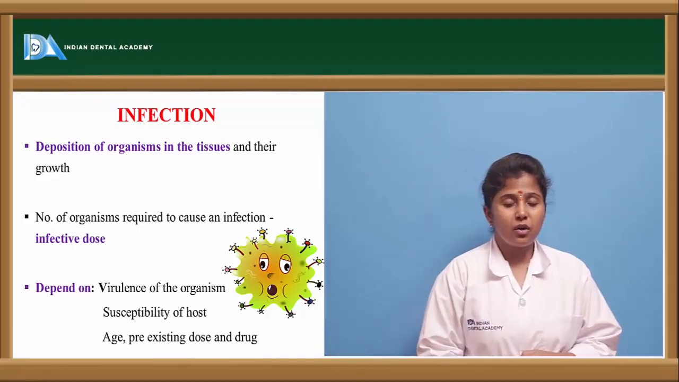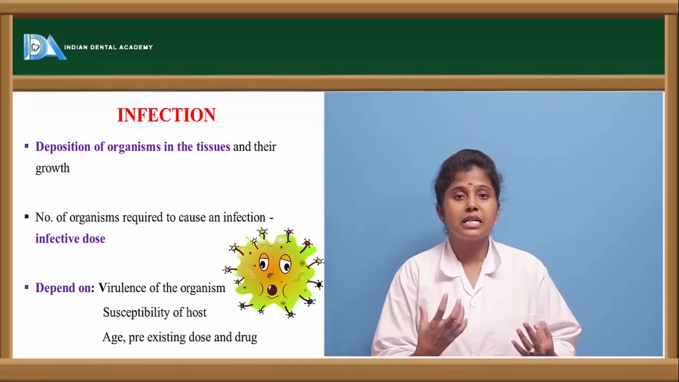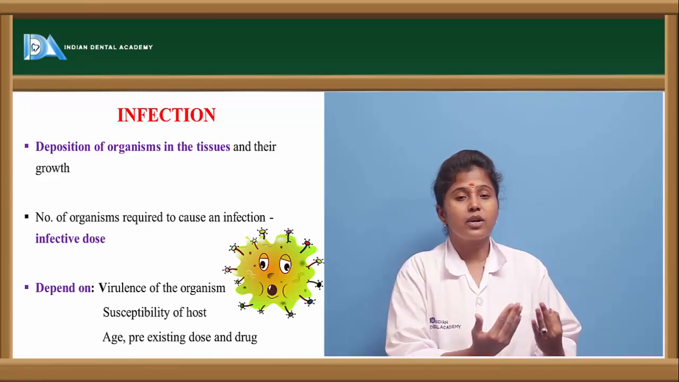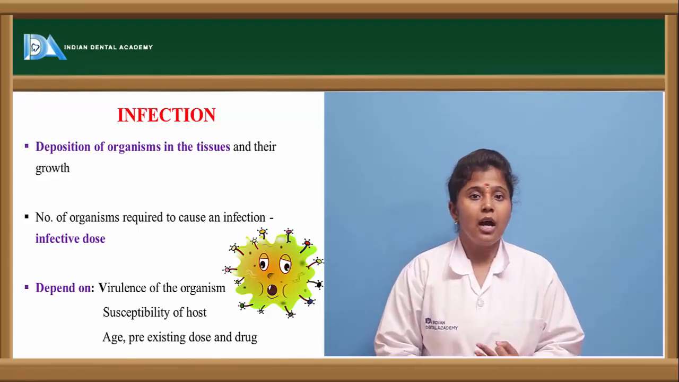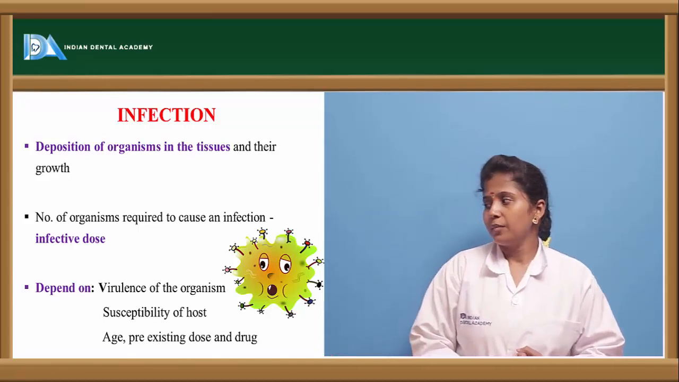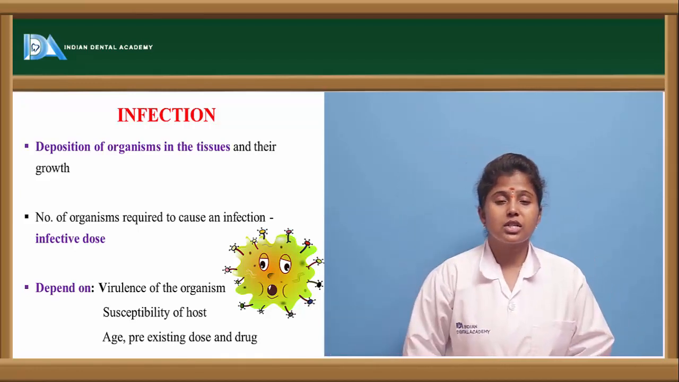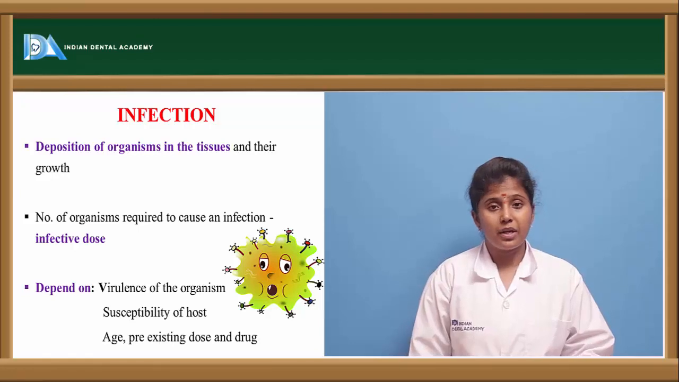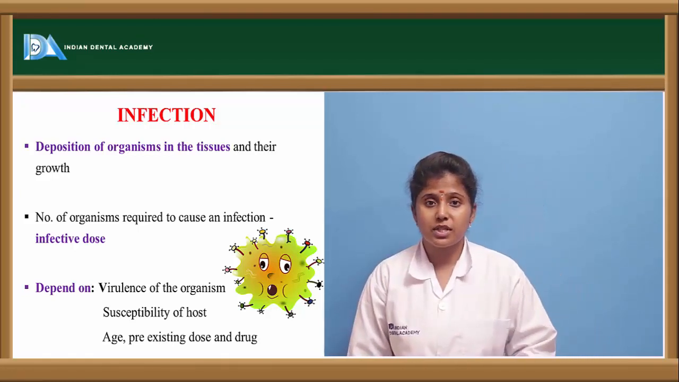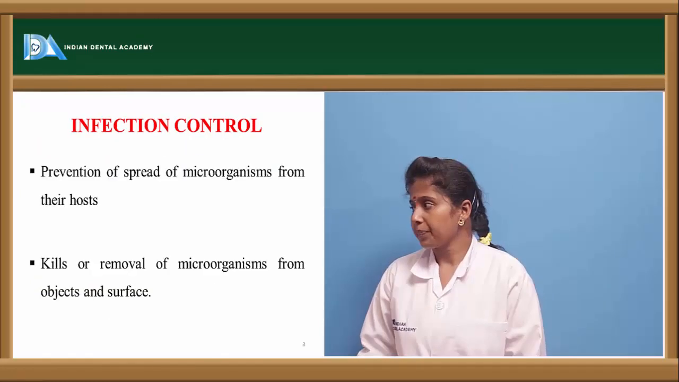And susceptibility of the host. How far the person is susceptible, or how far the person can fight against that infection. And age and pre-existing disease. All these are taken into consideration in order to say whether the person is infectious or not.